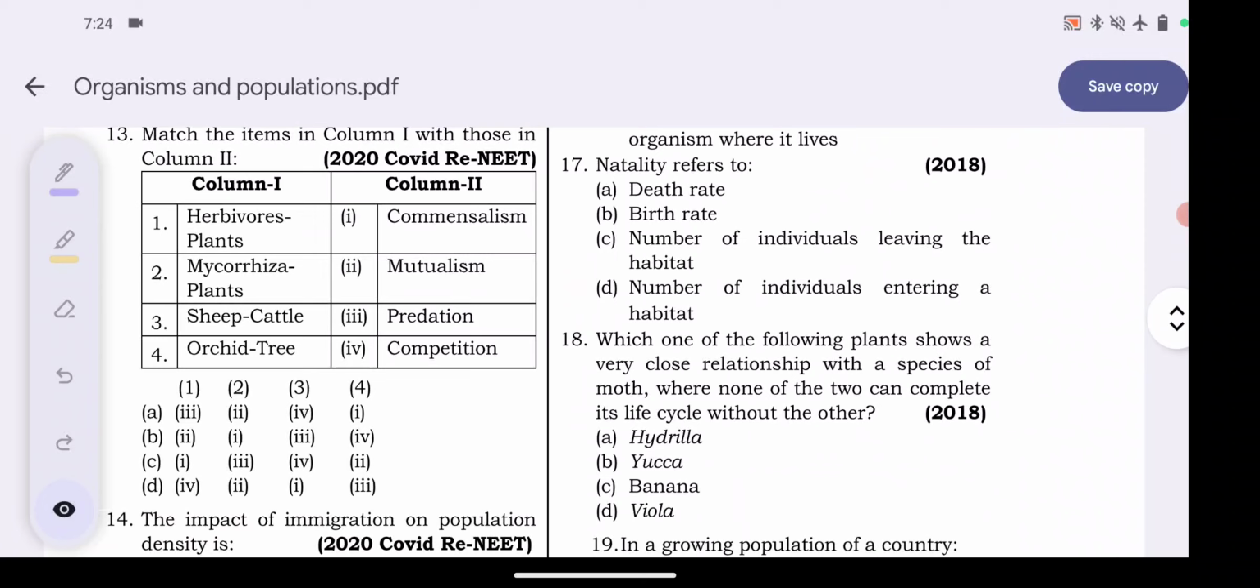Question number 17. Natality refers to death rate, birth rate, number of individuals leaving the habitat, number of individuals entering a habitat. So natality means option B, birth rate. The natality or birth rate is the ratio of number of births to the population size. So option B is the answer.